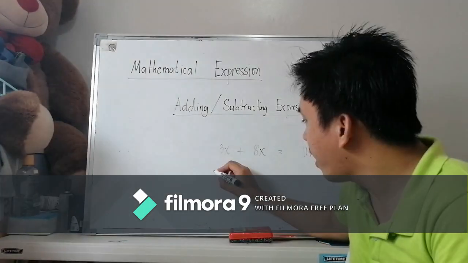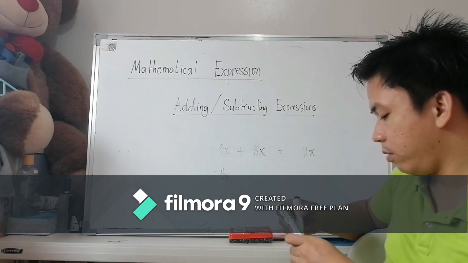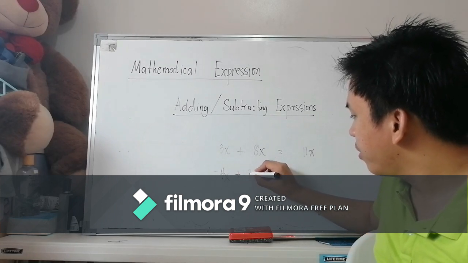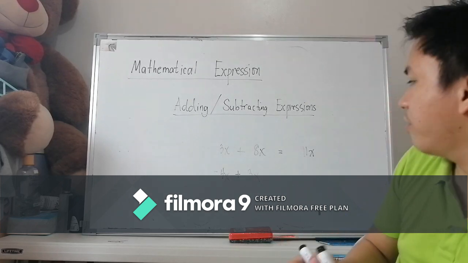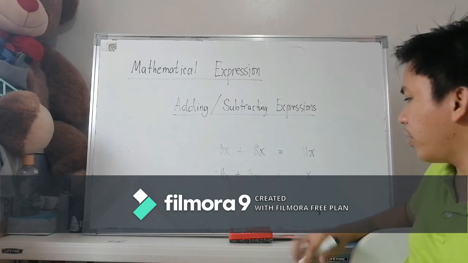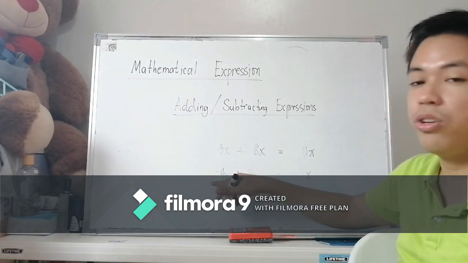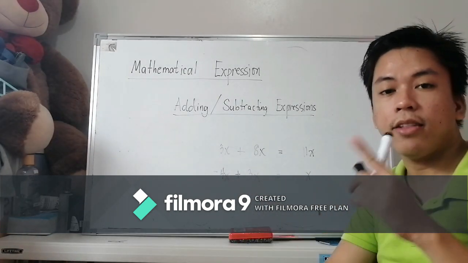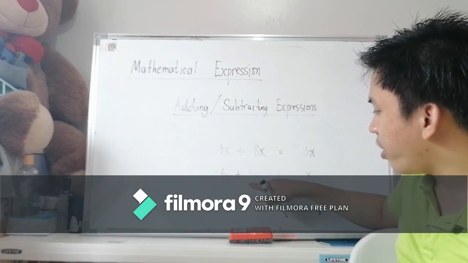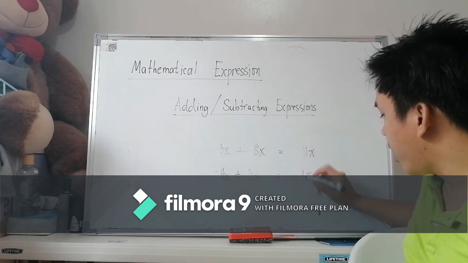Another example, you have negative 4x plus 3x. So you have to copy the term, which is the x, and because this is negative, this is positive, so you have to subtract the coefficients. So 4 minus 3, you get 1, and copy the sign of the higher value. So this 4 is larger than 3, so you have to copy the sign of 4, which is negative. So you can have negative 1x.